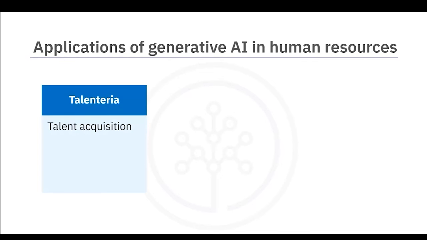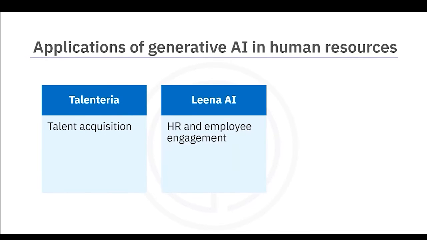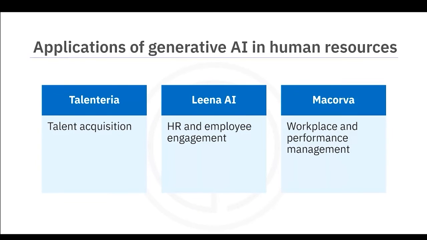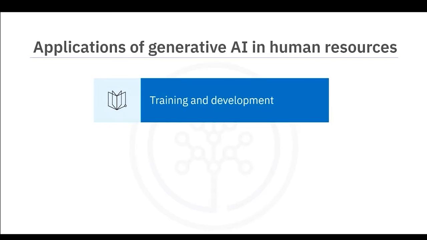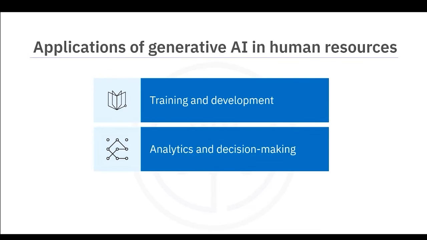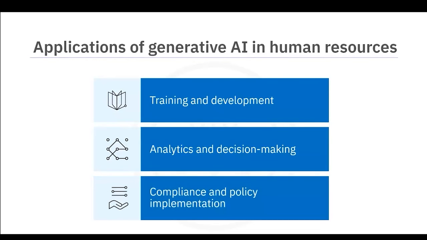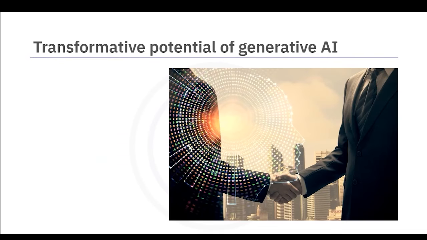Talenteria focuses on talent acquisition. Leena AI uses conversational AI systems to automate HR tasks and employee engagement. Macorva focuses on workplace and performance management by automatically generating performance documents and reviews. Other applications of generative AI in HR include training and development, analytics and decision-making, and compliance and policy implementation.